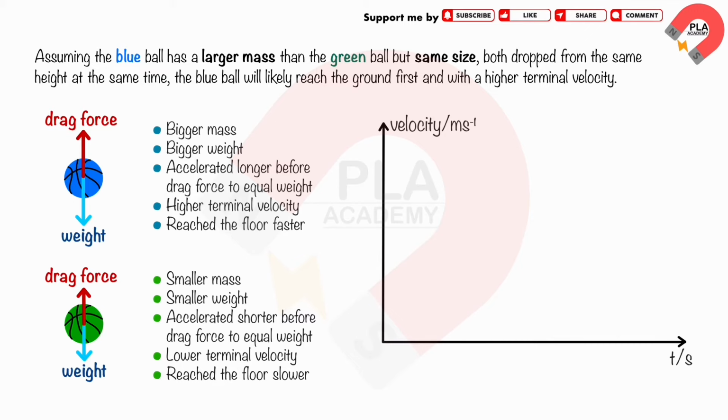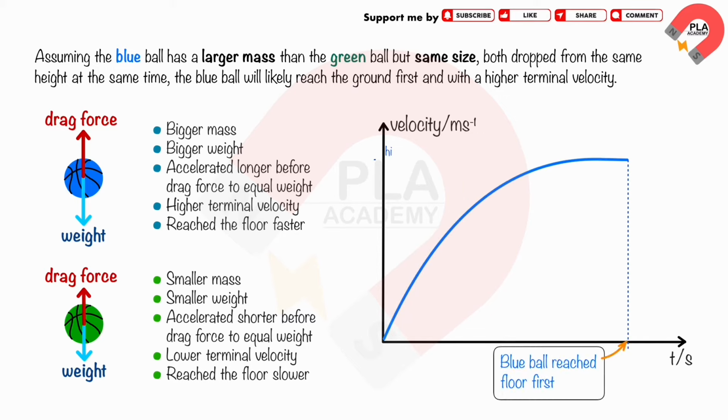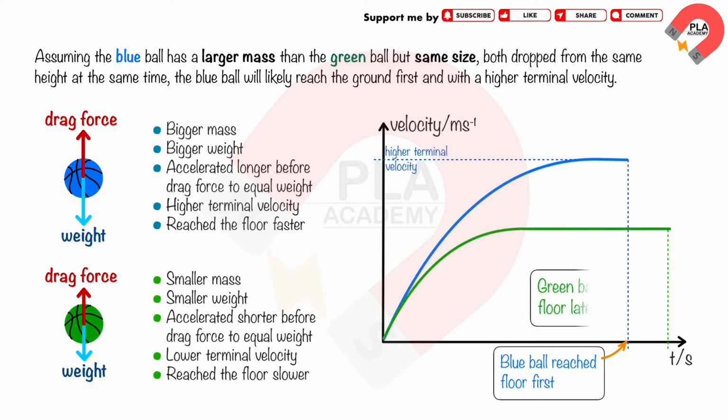The graph of velocity varies with time t for both balls is shown, like this. The blue ball reaches the floor first with higher terminal velocity, like this. The green ball reaches the floor later with lower terminal velocity, like this.